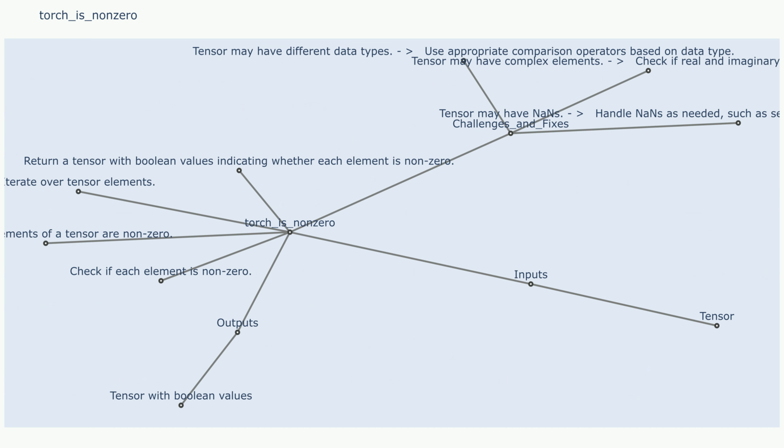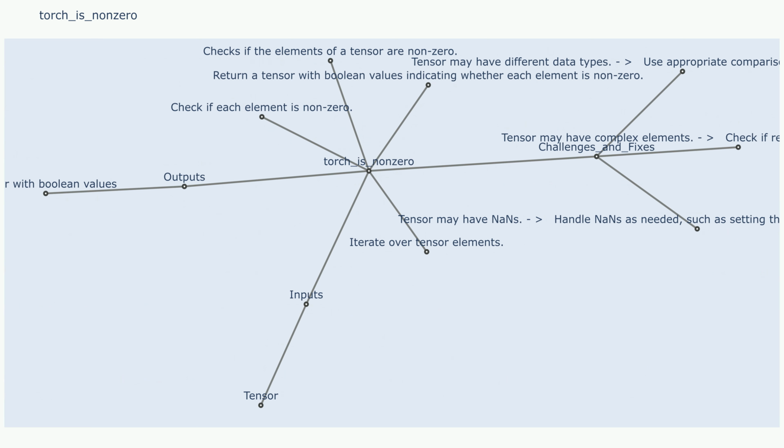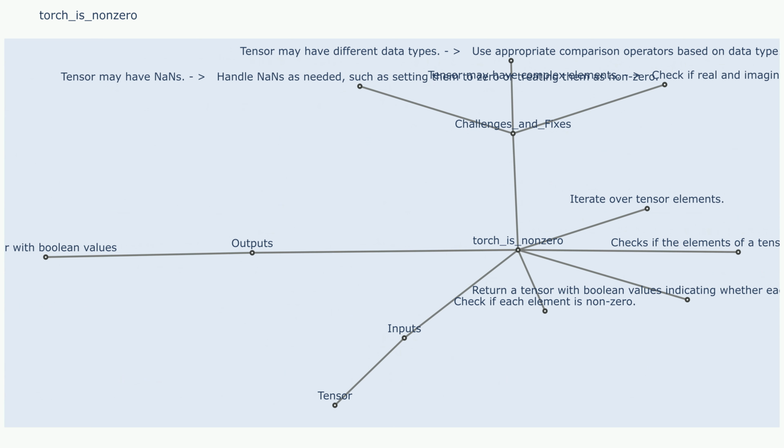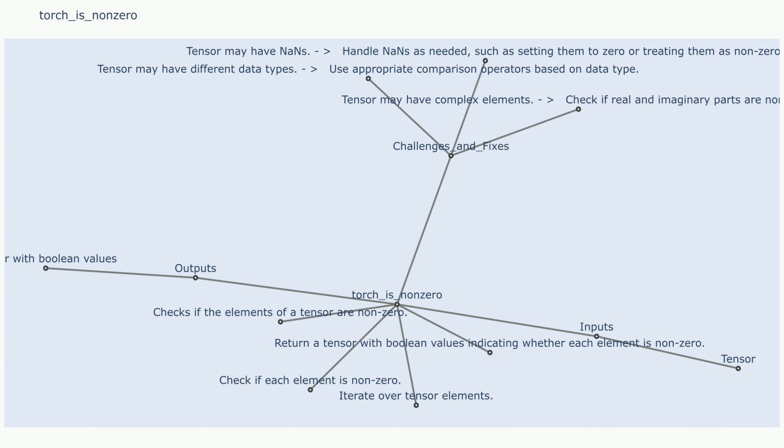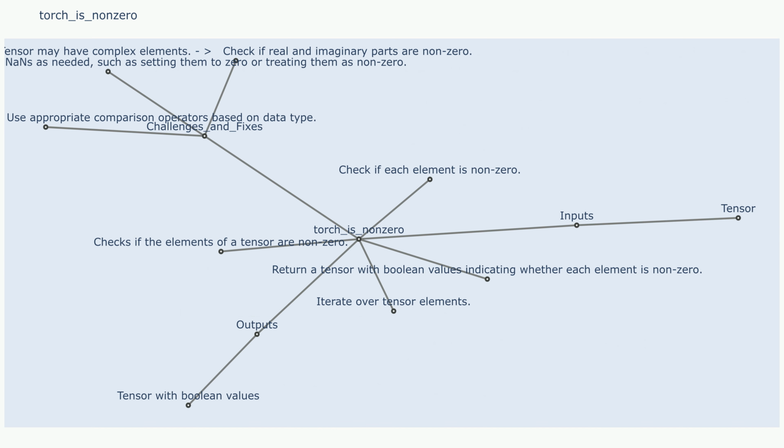Challenge 1: The function does not handle NaN (not a number) values. Sample use case that resulted in challenge 1: If the input tensor contains NaN values, the function will return true for those elements. Fixes to challenge 1: Implement the check for NaN values and handle them accordingly. For example, you could set the output element to false if the input element is NaN.